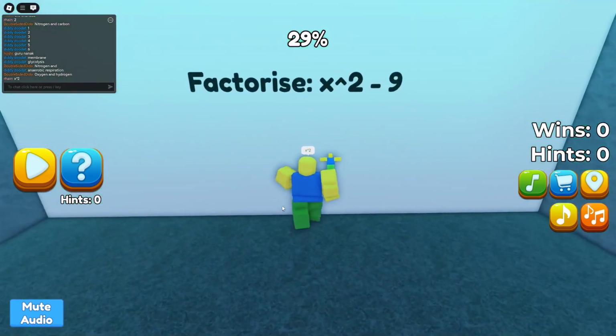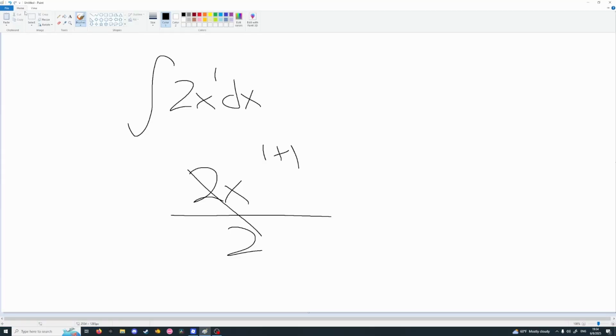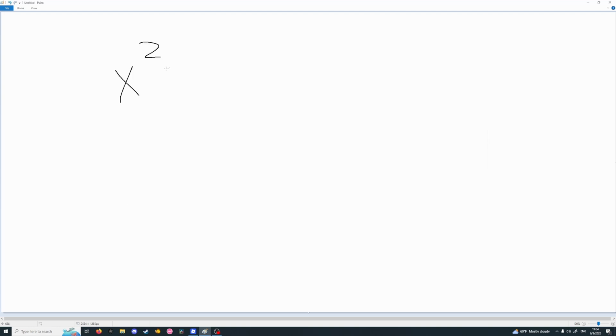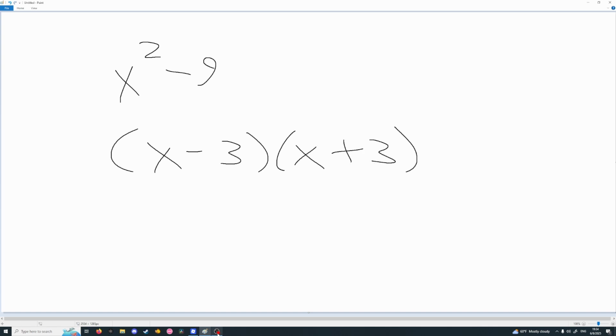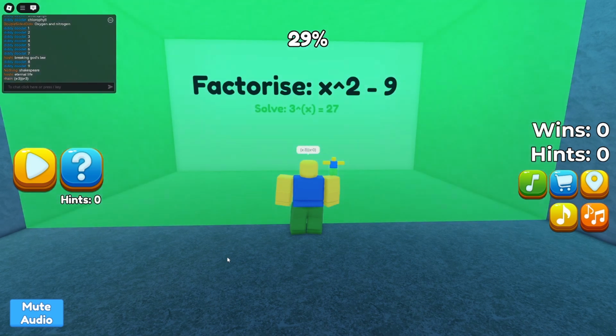Okay. That's good. Factorize x squared minus 9. Okay, we can do that. That should just be x minus 3 cubed, right? I mean, not cubed. Squared? Am I crazy? No. Or unless it just wants it like this: x minus 3 and then x plus 3. There we go. Nice.